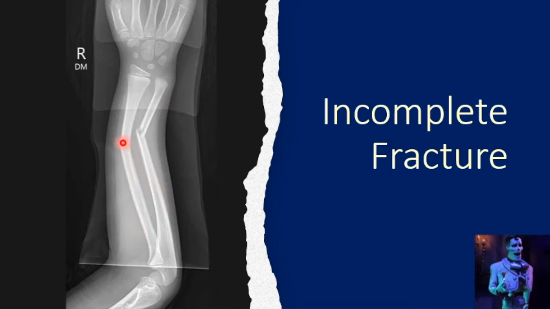So class, notice that the entire bone is not detached from one another, or the entire bone is not divided into two parts. There is still a part here which is attached. Hence, the term, class, is incomplete fracture. Okay, the term for that is incomplete fracture.